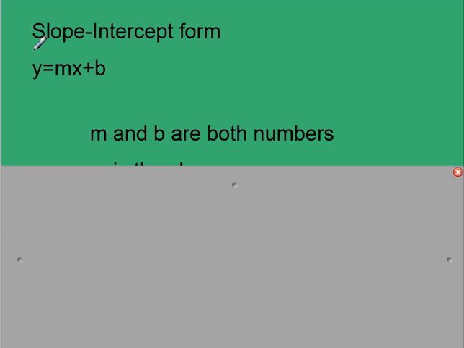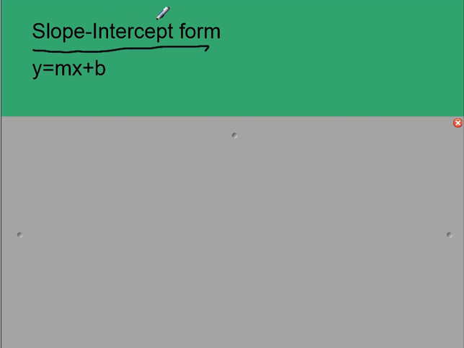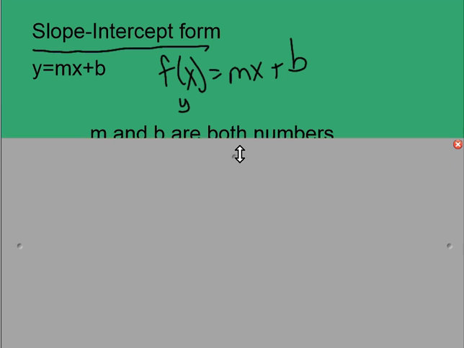So now we have slope-intercept form, which is the other form of the equation. And in slope-intercept form, you have y equals mx plus b. You might also see it written as f of x equals mx plus b. f of x means the function of x. So whatever rule you apply to x, and the rule would be mx plus b. Anytime you see f of x, don't get freaked out by it. It just means y. Okay?